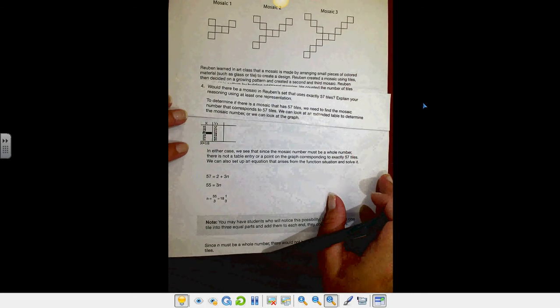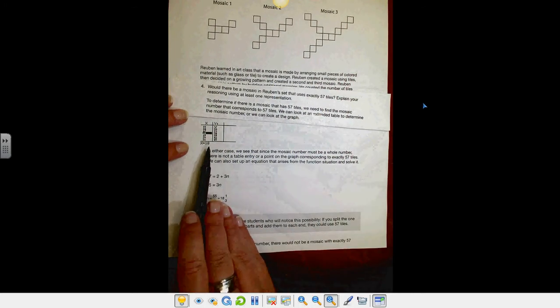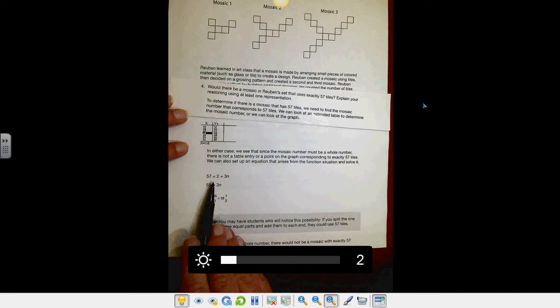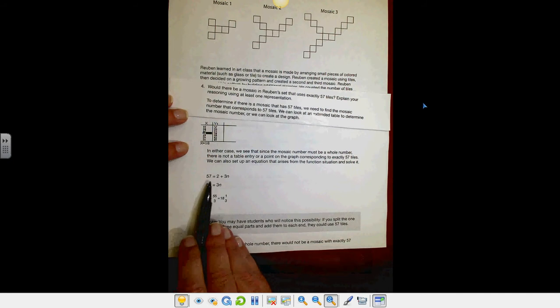For number 4, would there be a mosaic in Ruben's set that uses exactly 57 tiles? Explain your reasoning using at least one representation. Here we're looking at a table, or you can figure it out algebraically.